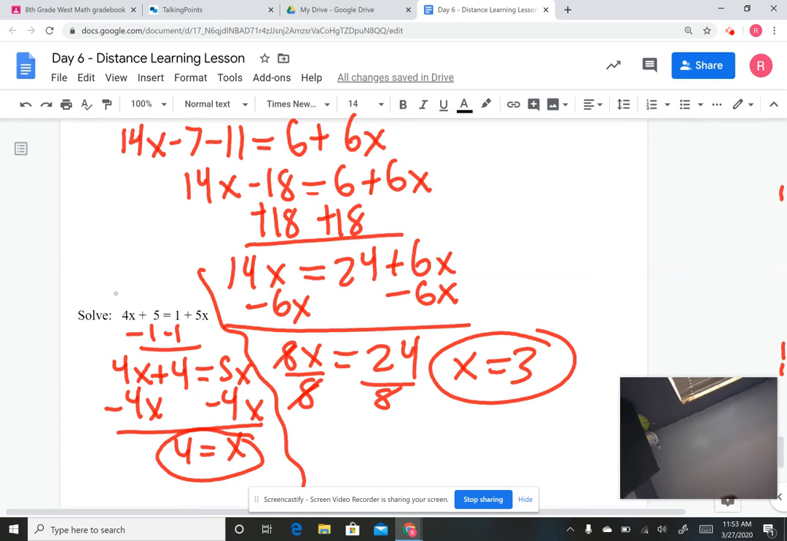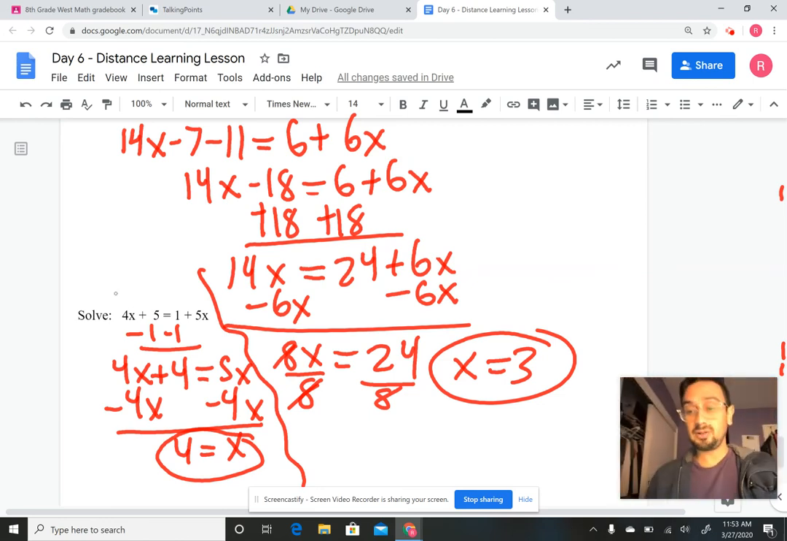Okay, guys, make sure that you guys are checking your answers beforehand and you're not just copying, because that would just defeat the purpose of trying on your own first.